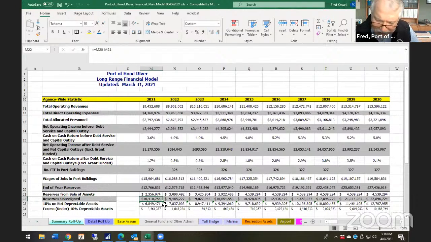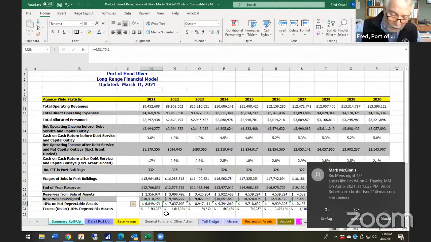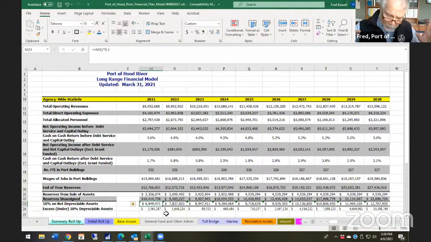This is a computation I do. Basically, this next line, this 10% of net depreciable assets, basically we take our assets and we grow over time, right? So in this model, we're doing more and more capital improvements, and those depreciable assets, 10% of that, I'm trying to make sure that we have in reserve that amount. So this is sort of the check, do we have enough reserves that's in excess of that 10% rule? And basically we are. So that's what this check does.